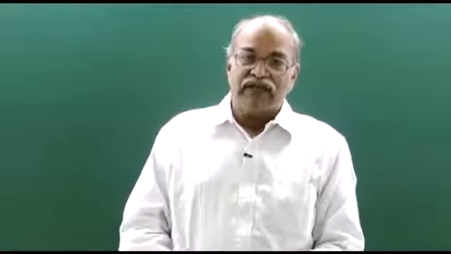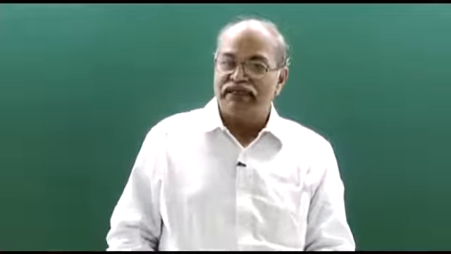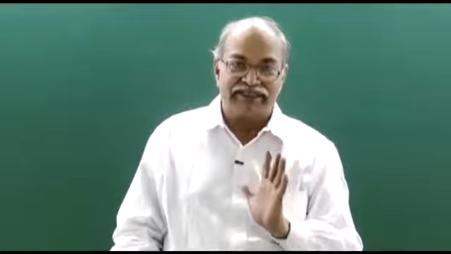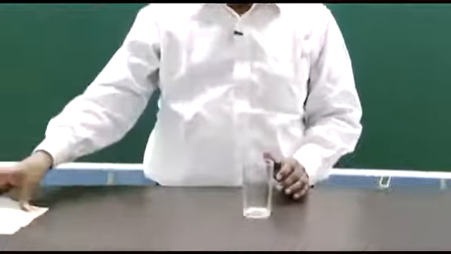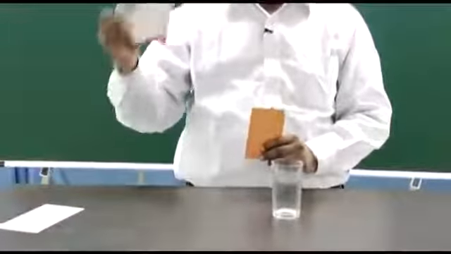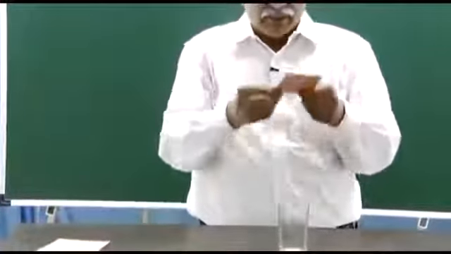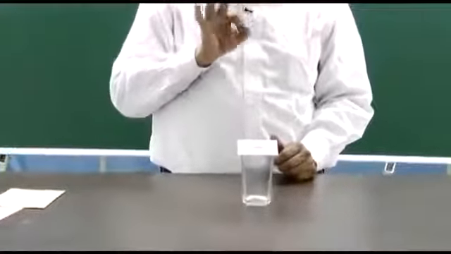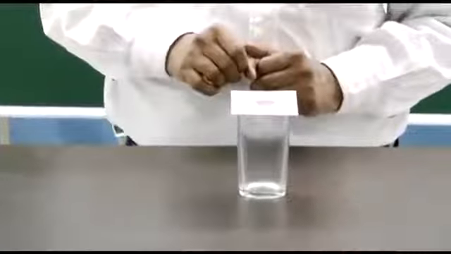So I will start my discussion with a very famous old experiment known as the card coin experiment, and you know what it is. You have a glass tumbler and you have some kind of card, and then you have a coin. So you place the card here and then place this coin here and flick this card, and then this coin gets into the tumbler. So let's do the experiment and see.